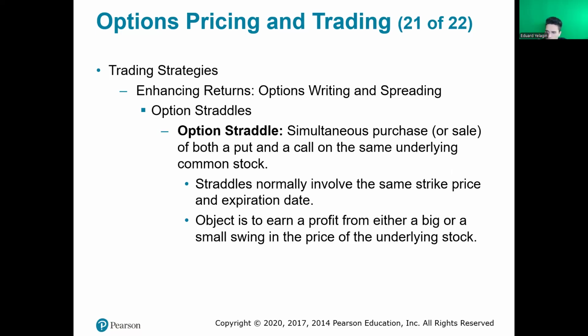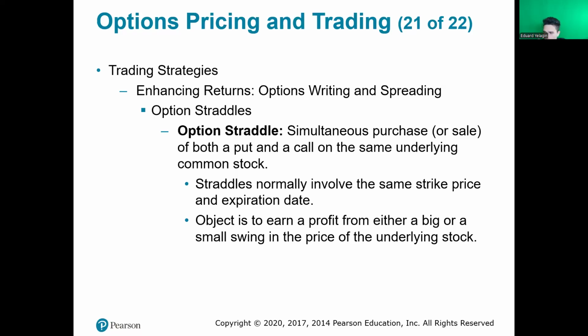Now, let's look at one of the most interesting advanced strategies, the option straddle. A straddle involves buying or selling both a call and a put on the same stock with the same strike price and the same expiration. Why would anyone do that? Because a straddle is a bet on volatility, but not direction. When you buy a straddle, you don't care which way the stock moves. You just need it to move a lot.